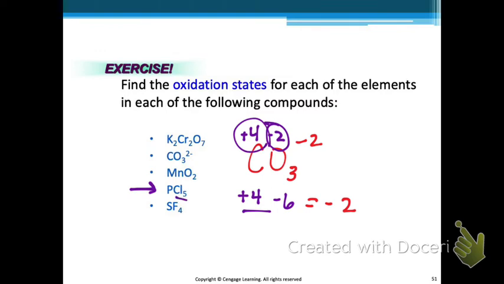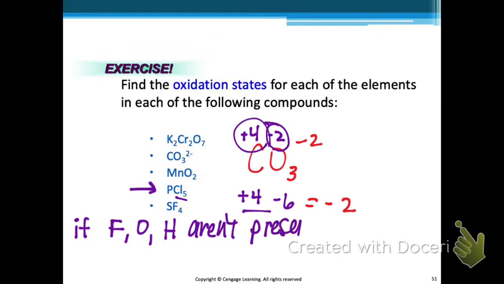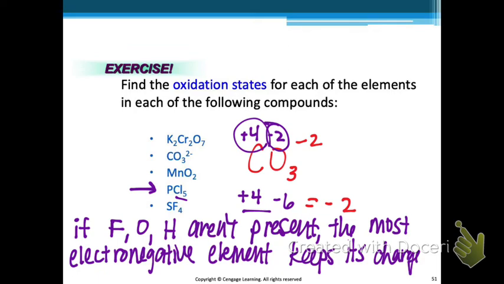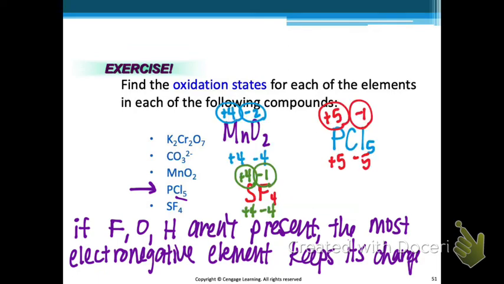You might want to write that down on your rules slide. I didn't put that one in there. Can you say it again? Yep. I'll write it out here so you guys can put it on there. So if fluorine, oxygen, or hydrogen aren't present, the most electronegative element keeps its charge. And we use our ionic periodic table for that.